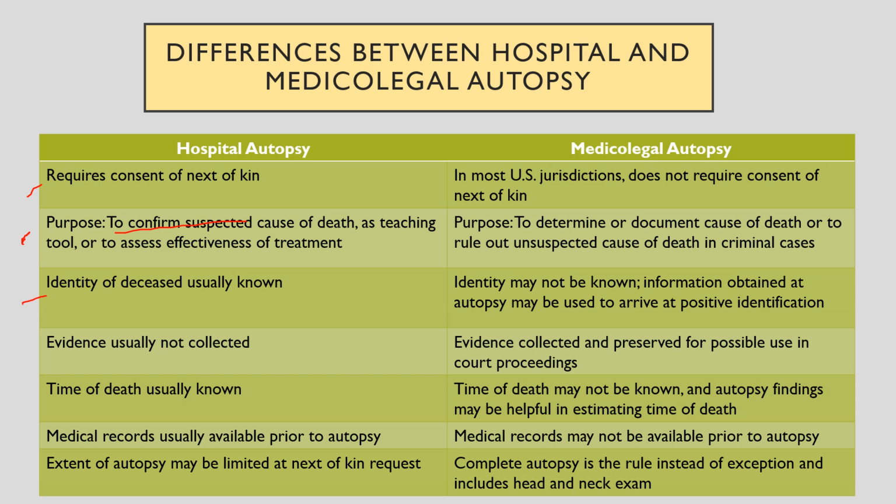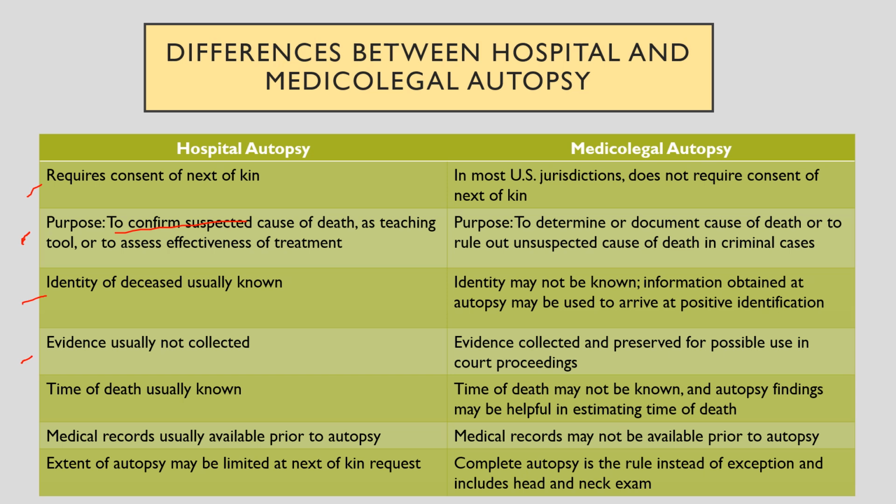And then for medical legal autopsy, identity may not be known, and information obtained at autopsy may be used to arrive at positive identification. So you've seen the difference now between the hospital autopsy and medical autopsy in areas of the unknown and also the known, or in other words, the identity. Okay. Fourth difference, evidence is usually not collected in hospital autopsy, but in medical legal autopsy, evidence is collected and preserved for possible use in court proceedings. You don't throw away evidence in medical legal autopsy.